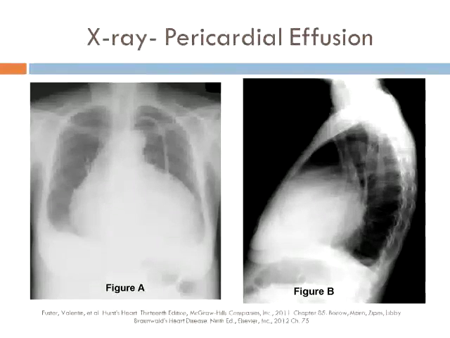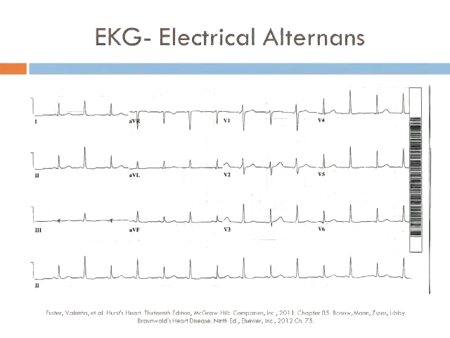And then I mentioned electrical alternans. If you look at each QRS, this one's smaller, larger, smaller, larger. The heart is within the pericardial sac, which is very enlarged and full of fluid. And the actual heart is swinging to and fro within the pericardial sac. As it moves towards the EKG electrode, you see the QRS get larger, and as it moves away, it gets smaller. That's kind of the EKG version of it moving to and fro. That's what you're seeing there.